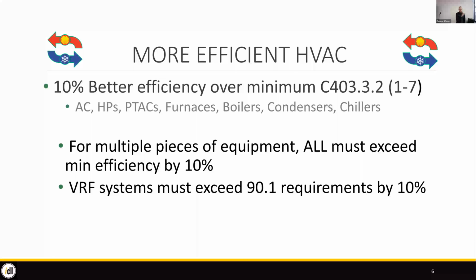You're trying to get all pieces of equipment to exceed that minimum efficiency by 10%. So you can't just say, well, I've got a really efficient chiller, therefore I meet this requirement. If you want to achieve this efficiency credit, all of your HVAC has to meet this. And VRFs have a particular call out where they're looking at the ASHRAE 90.1 requirements, because those aren't listed in the C403.3 tables.